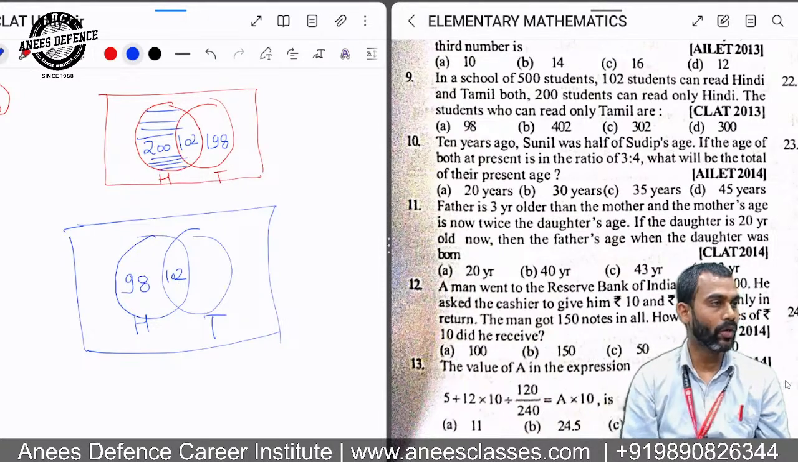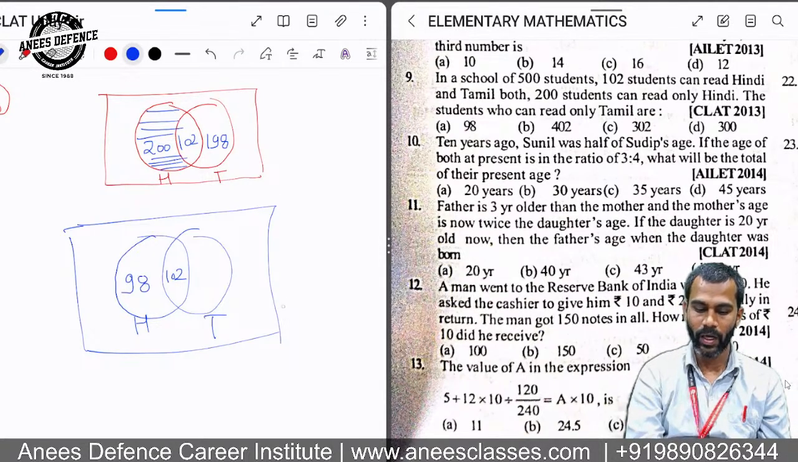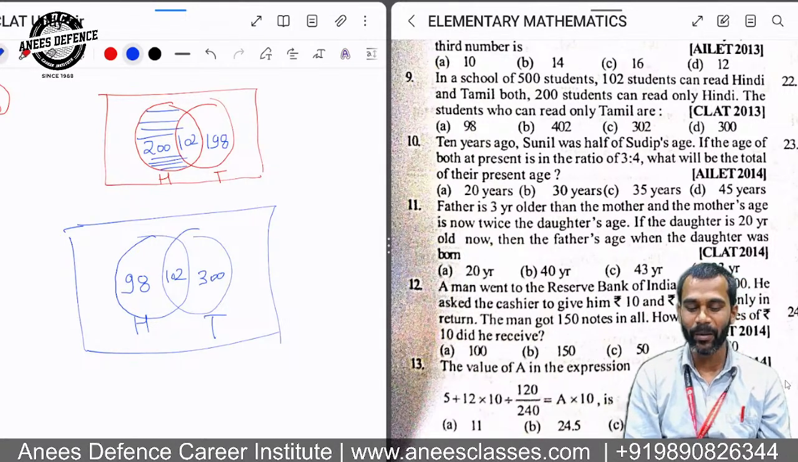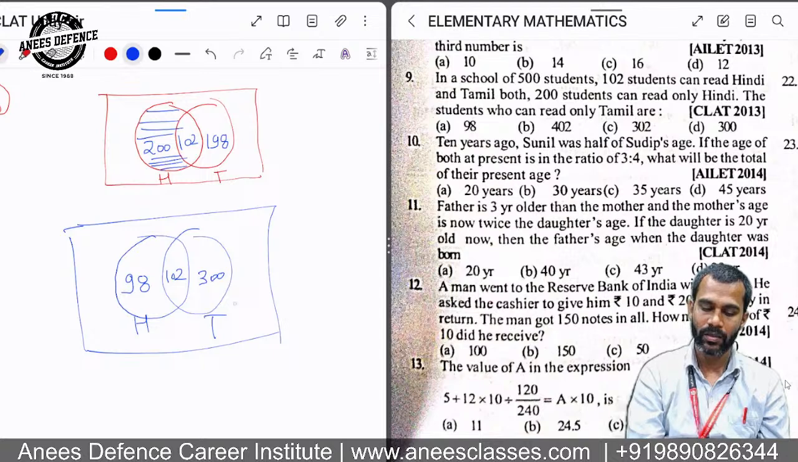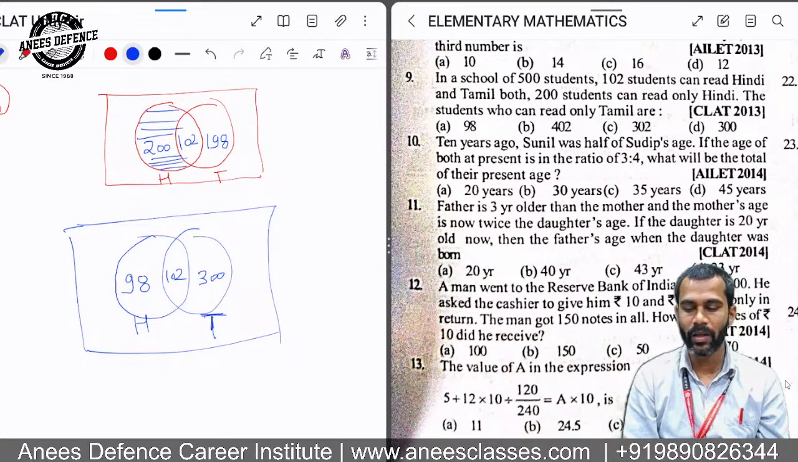So this is nothing but 200, so we are left with 300 only. 102 plus 98 is 200, and 500 minus 200 is 300. So 300 would have been the right answer if only is not there. So according to the options, only should not be there, then you will get 300.